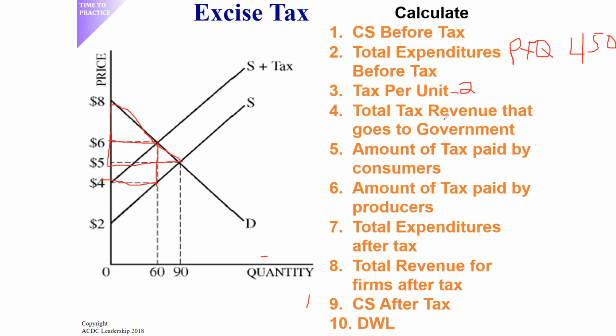Total tax revenue that the government gets. I'm paying $2 per unit. At the tax revenue of 6, I have 60 units. 60 times 2 is 120. Would not be at all surprised if they asked you something like that tomorrow.